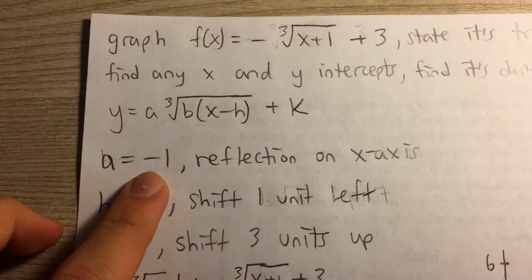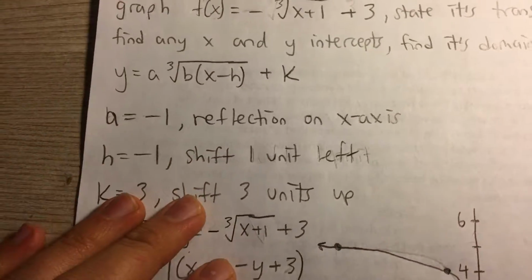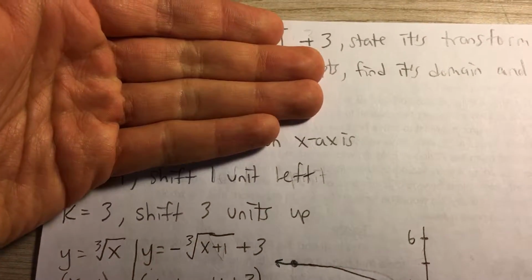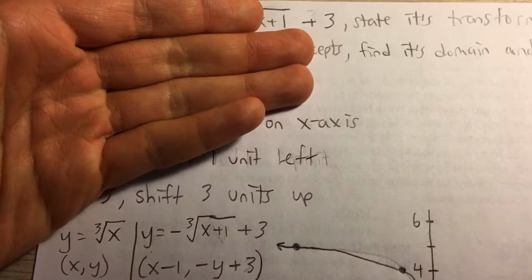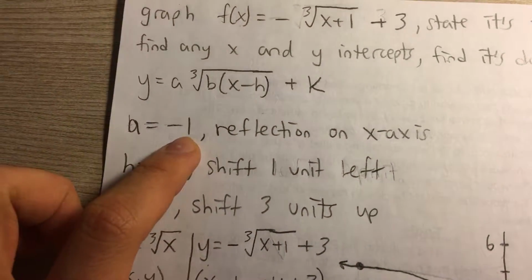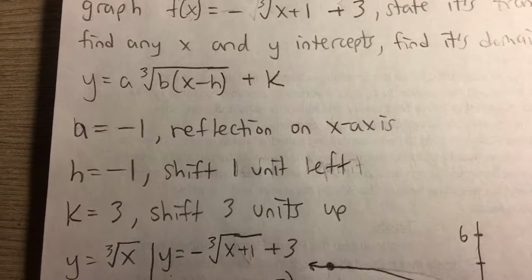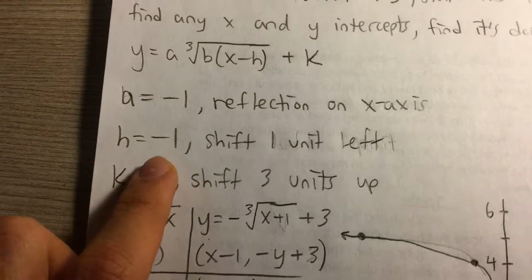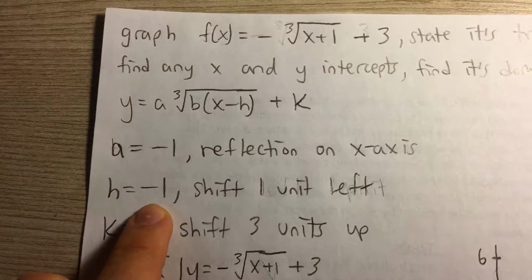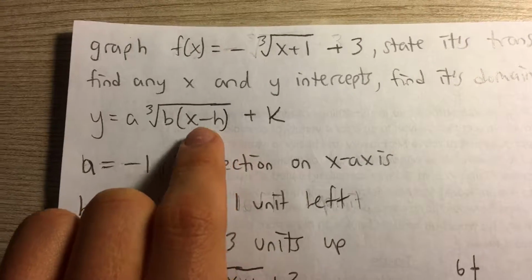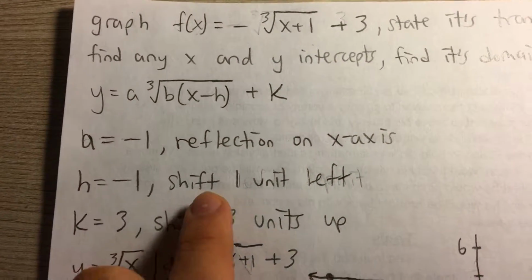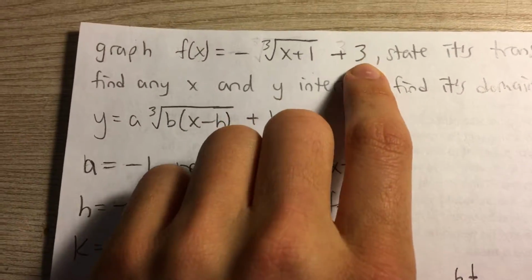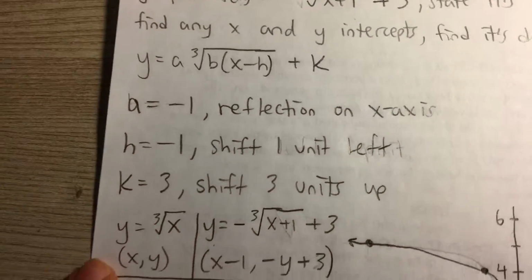And a being the vertical reflection, what this means is any y coordinate is going to become negative y, so it's going to flip the y coordinate, which means it's going to be reflected over the x-axis. H here is negative 1 because x minus negative 1 would be x plus 1. That's our original. So it's negative, so it's 1 unit to the left being shifted. K is 3, and so we're shifting 3 units up.